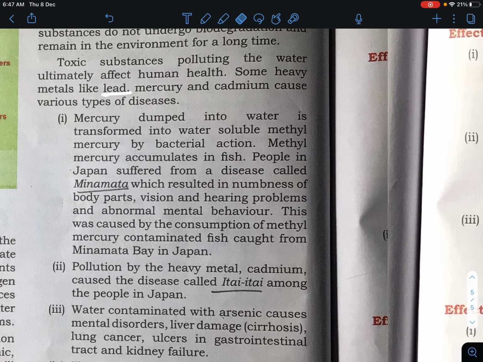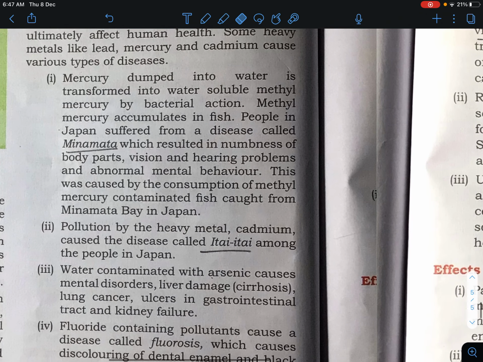Some heavy metals like lead, mercury, and cadmium cause various types of disease. First, the mercury that is dumped into the water is transformed into water soluble methyl mercury by bacterial action.